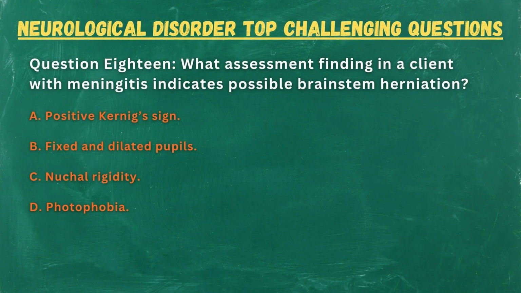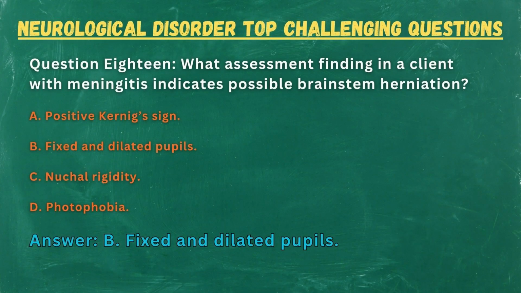Question 18. What assessment finding in a client with meningitis indicates possible brainstem herniation? A. Positive Kernig sign. B. Fixed and dilated pupils. C. Nuchal rigidity. D. Photophobia. Answer: B. Fixed and dilated pupils.